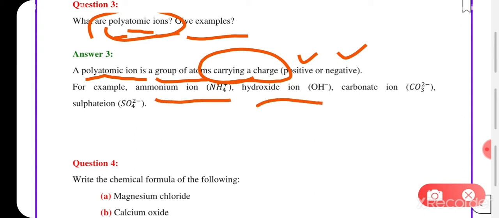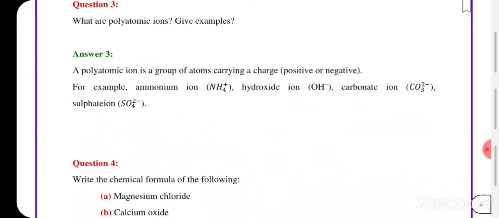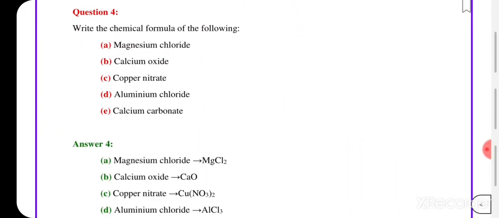It has hydroxide ion, OH minus, carbonate is CO3 2 minus, and sulfate ion, SO4 2 minus. So this is what you should know. Moving on to the next question.